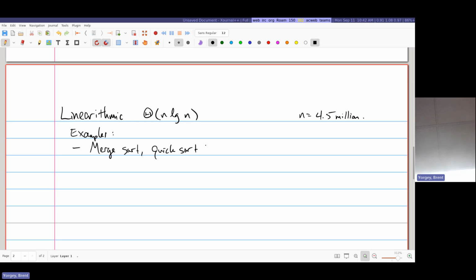But I don't expect you at this point to know or be able to explain why merge sort and quick sort take n log n time. That is something we're going to talk about later in the semester. And of course, if you just have some log n operation and you do it n times, that's going to be n log n. Those are the only good examples I know of that are just n log n by themselves.